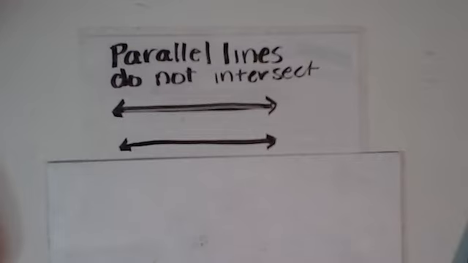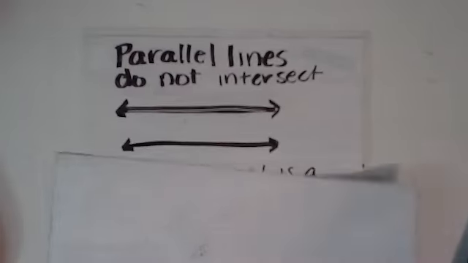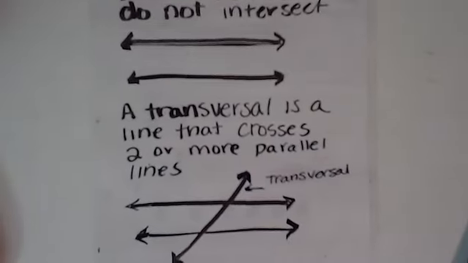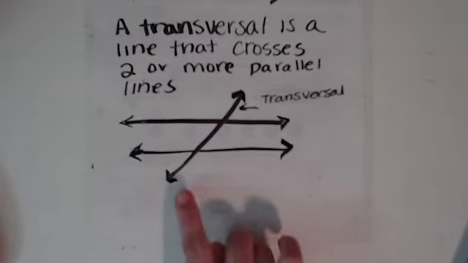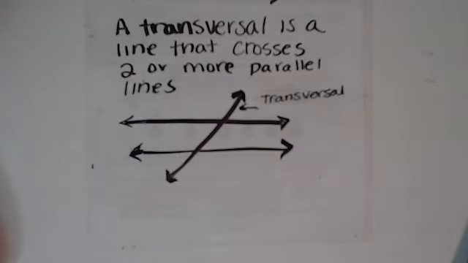For the problems in this lesson, you're going to be looking at using parallel lines and their transversal to identify the angles. A reminder that parallel lines are two lines that do not intersect. No matter how long they are, they will never cross each other. A transversal is a line that crosses two or more parallel lines. So this line here going across is our transversal.